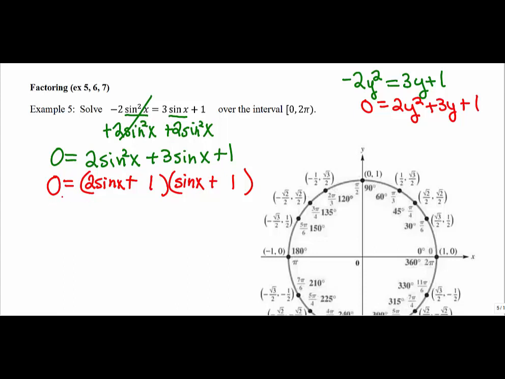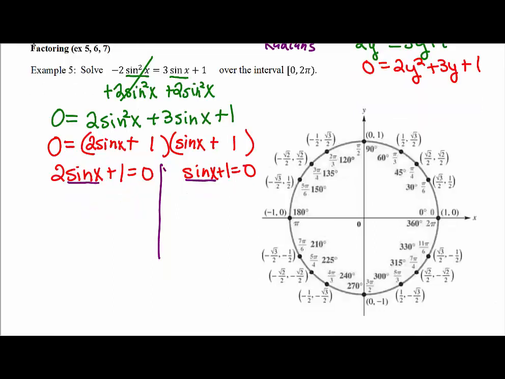Now that it's factored, now we're going to do what we would have done over here once we factor. We're going to set each of these factors equal to 0. Once we do that, you notice that we have 2 separate equations where sine x is raised only to the power of 1. So now we have 2 linear equations, and we can solve by getting sine x by itself in each of these linear form equations.